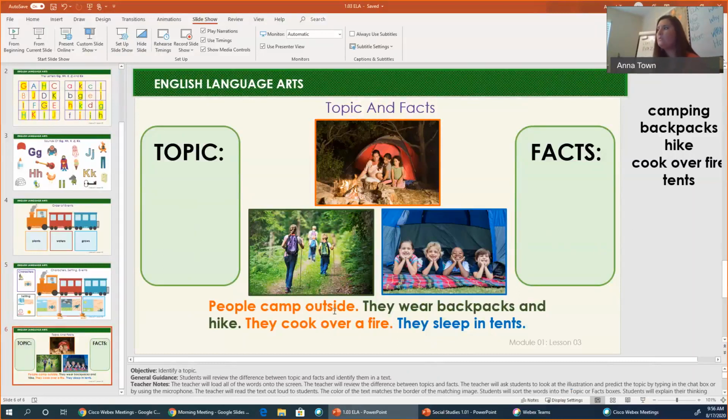People camp outside. They wear backpacks and hike. They cook over a fire. They sleep in tents. I'm going to read this one more time. People camp outside. They wear backpacks and hike. They cook over a fire. They sleep in tents. I want you to think, what is their topic? What is all of this about? Camping. You should have said camping.